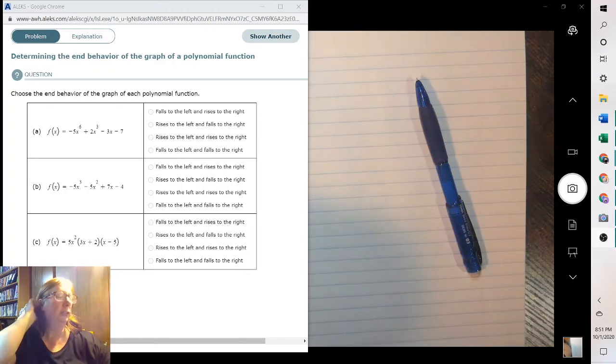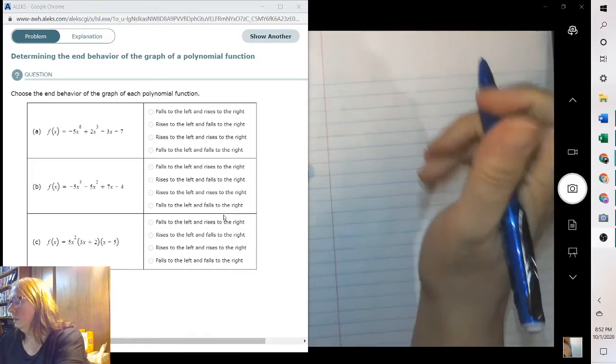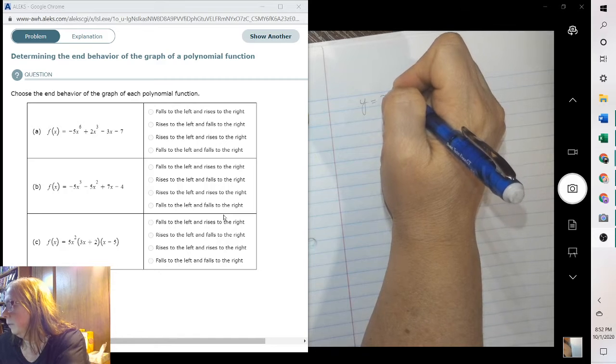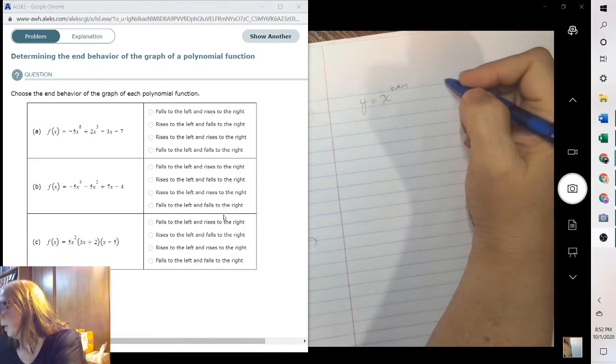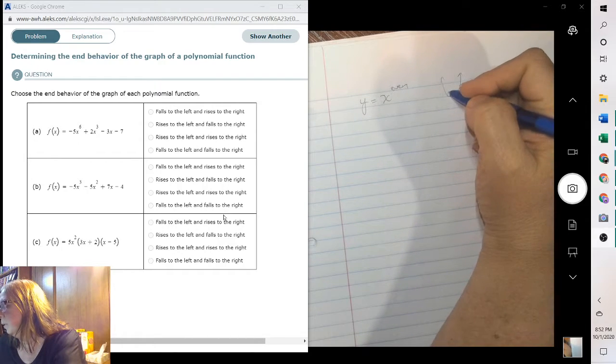Hello, I'm Mrs. J, and we're going to work on polynomials of higher degrees. When you're looking at polynomials of higher degrees, the first thing is, if you have x to an even power, then it's going to resemble a parabola. It's either going to go up or down with a couple bumps in between.